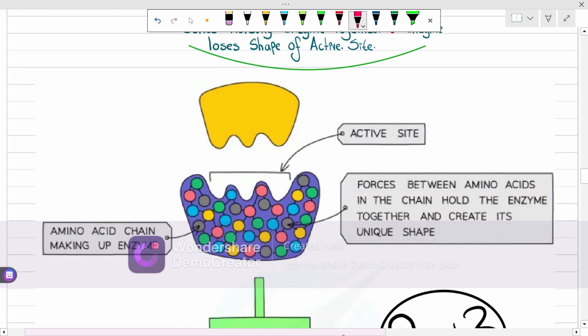For example, this is an enzyme and this is the anatomy of the enzyme from inside. We have a lot of forces holding the enzyme together, as you can see, that's causing the enzyme to have its specific shape.